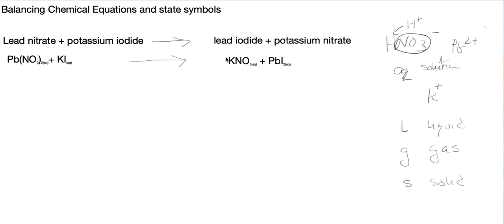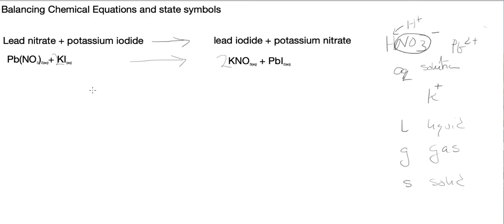So if we had a 2 there, we'd account for the 2 nitrates. If we had a 2 there, we'd have the 2 iodides we need and we'd have the 2 potassiums we now need because we put a 2 in there. So there we have our balanced equation.